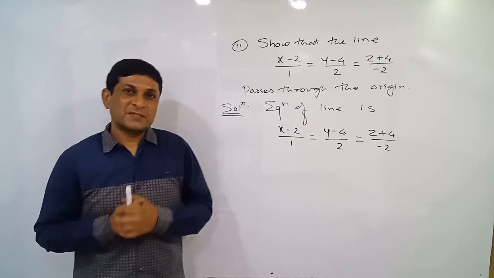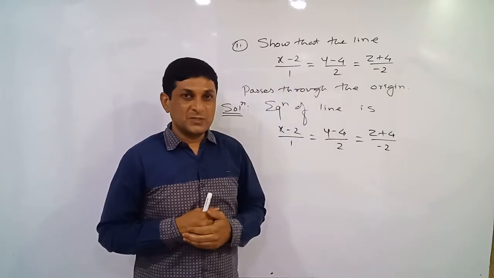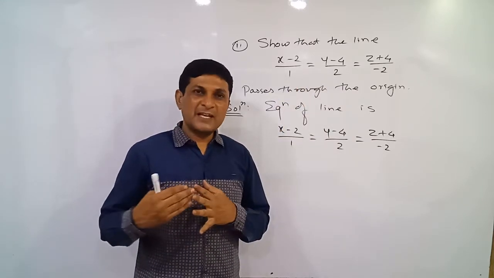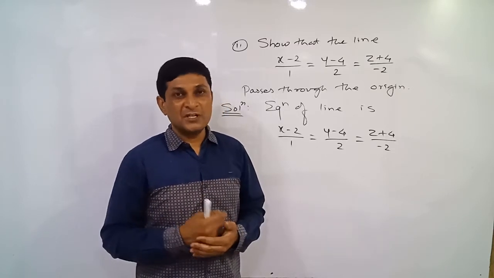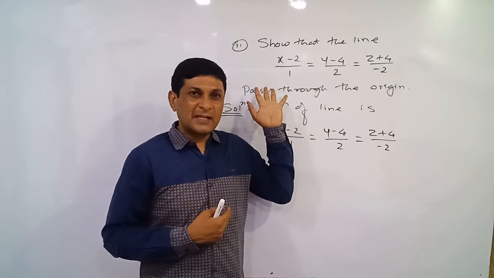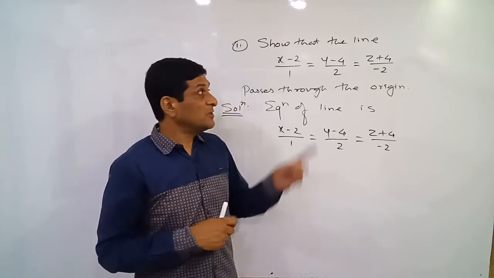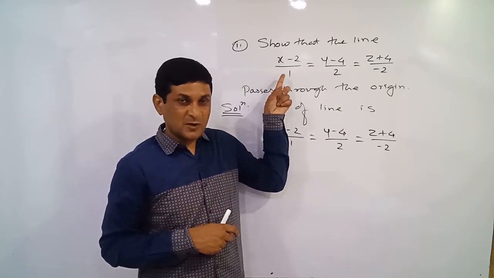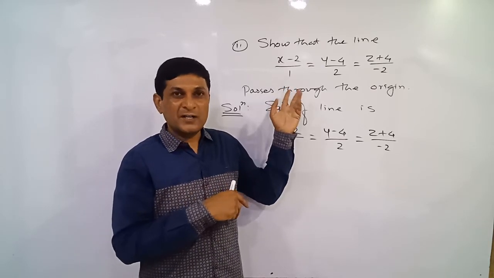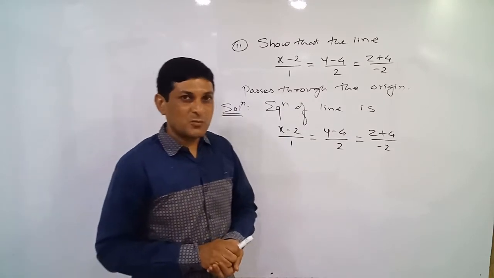So now observe the last example from this exercise, question number 11. Here the equation of one line is given to us, and we have to show that this line passes through the origin. When can we say that this line passes through the origin? If the origin is a point on the line. And when can we say that the origin is a point on the line? If the coordinates of the origin satisfy the equation of this line, at that time we can say that the origin lies on this line, or in other words that the line passes through the origin.